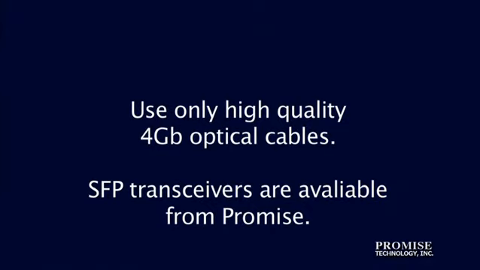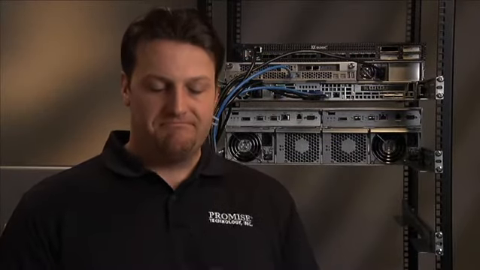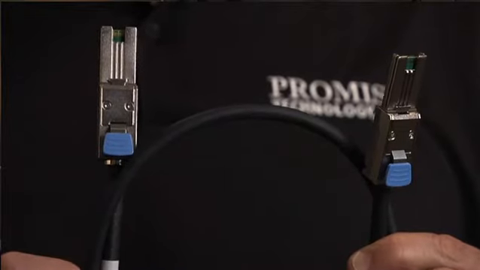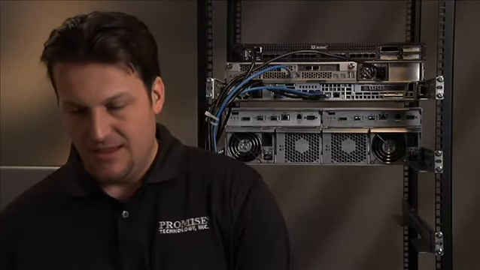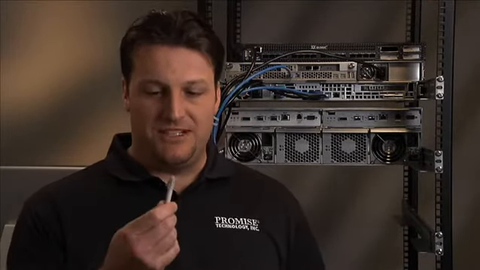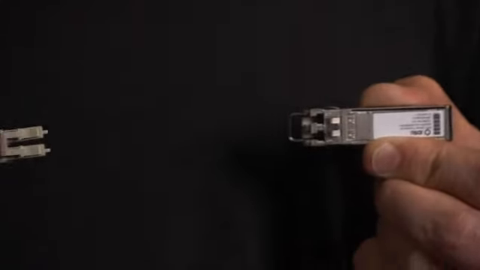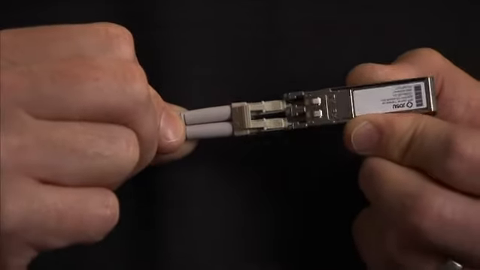Before we begin cabling the VTrak, let's go through some of the cables you may need to make the connections. This is the mini SAS cable to be used in expansion. It comes with the J-Class. The most popular way to connect the VTrak to your host system is through fiber optic cabling. But please note that you're going to need an SFP transceiver to connect that fiber optic cabling.